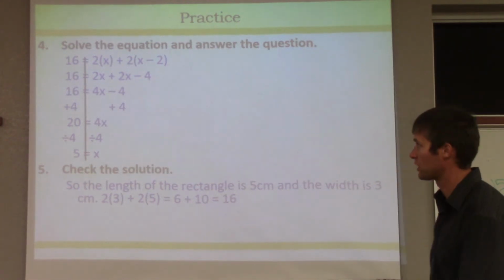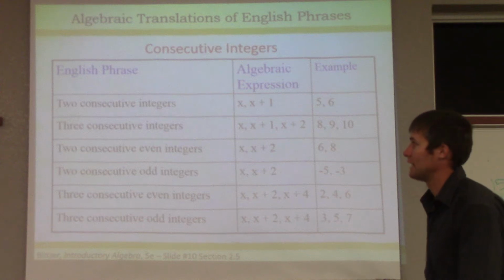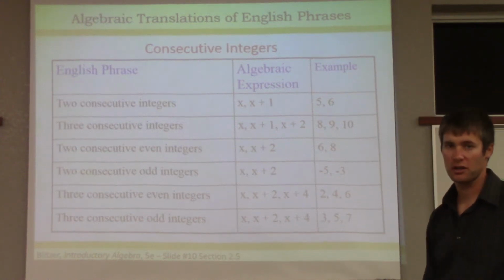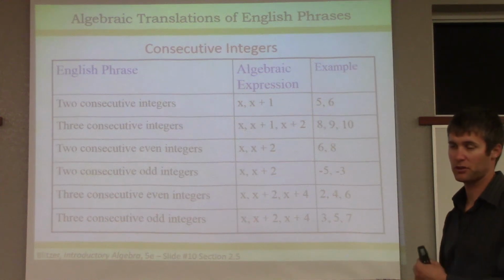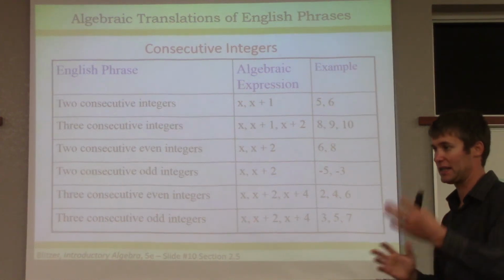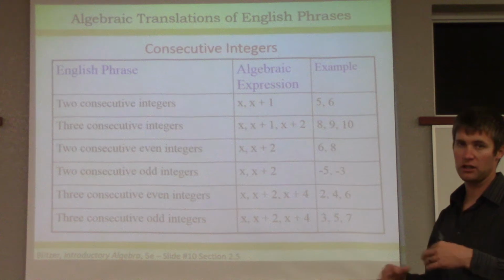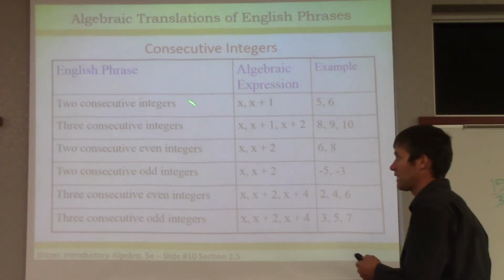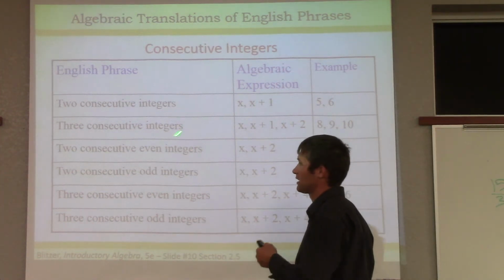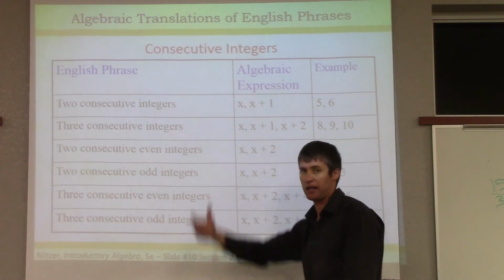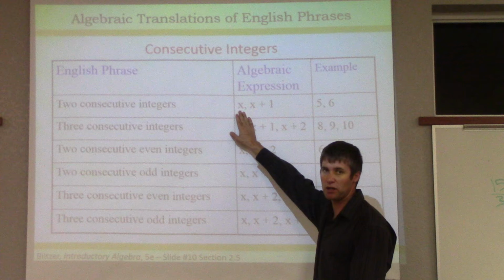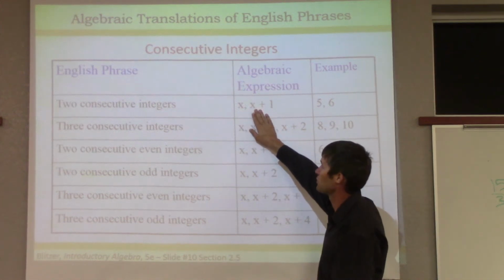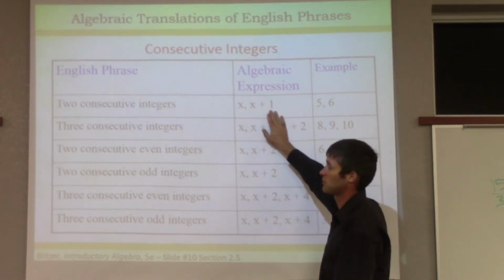The other chart that we're going to look at is consecutive integers. What that means is consecutive integers are one number after another: 1, 2, 3, 4; 8, 9, 10, 11; 20 and 21. Anytime you see consecutive integers, we write it algebraically as x, the first number, which we don't know. But the second number is just 1 more than that. So we go x plus 1.